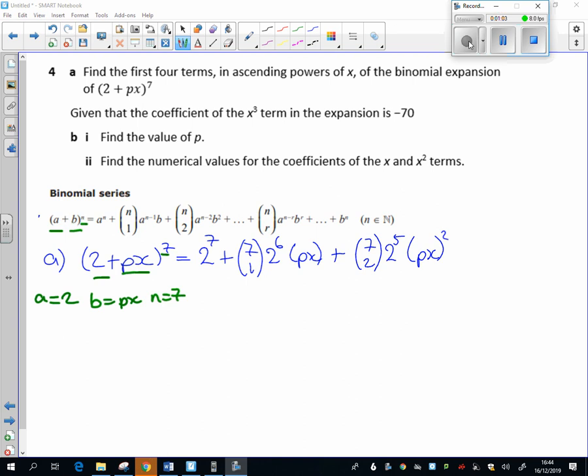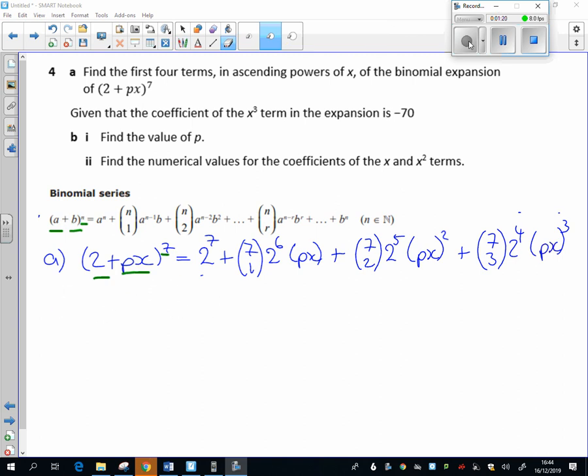It wants me to go to the first 4 terms, so that's 1, 2, 3, so I need the next one. So that's going to be 7 choose 3, the power of 2 will reduce, and the power of px will increase, and again, they should add up to 7. I will need to simplify that to get full marks, and I will need to remove those brackets.